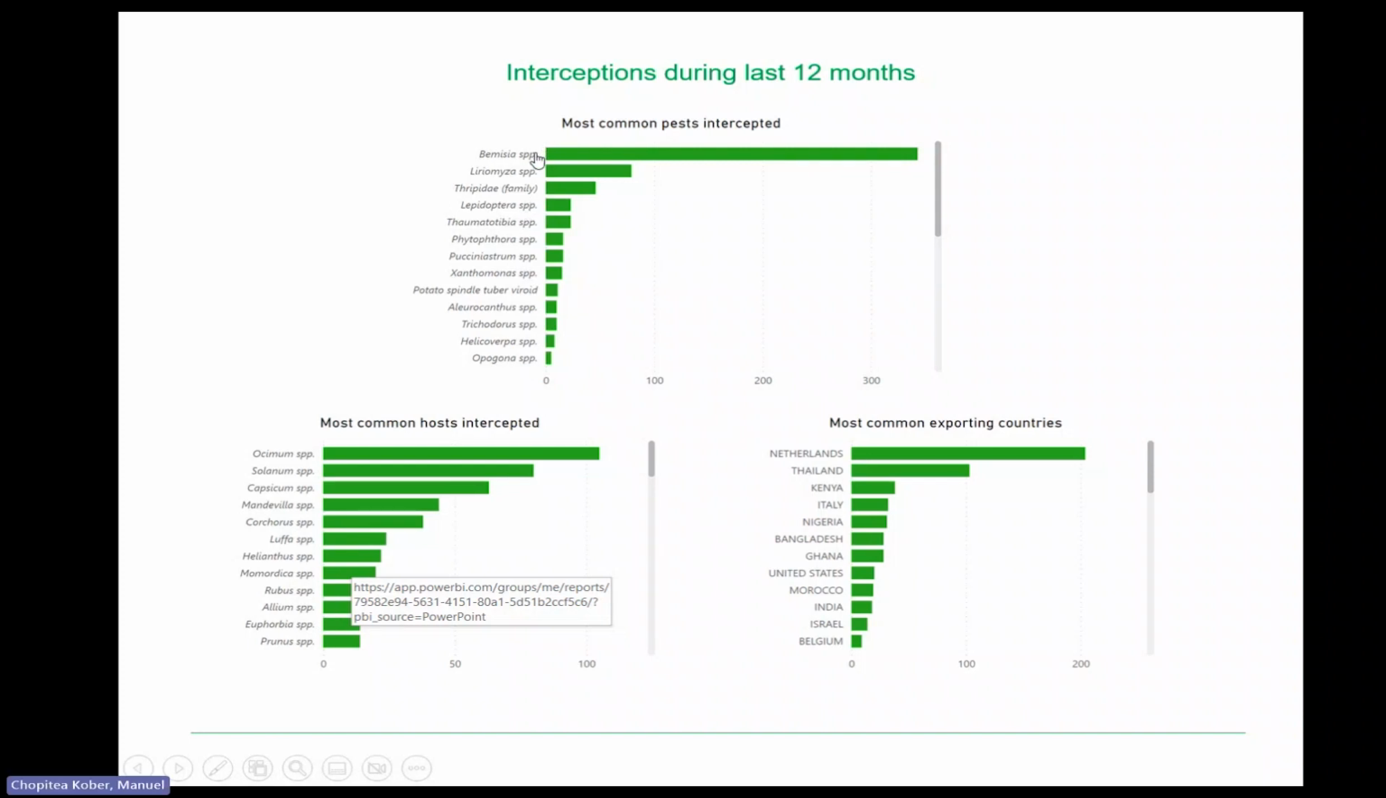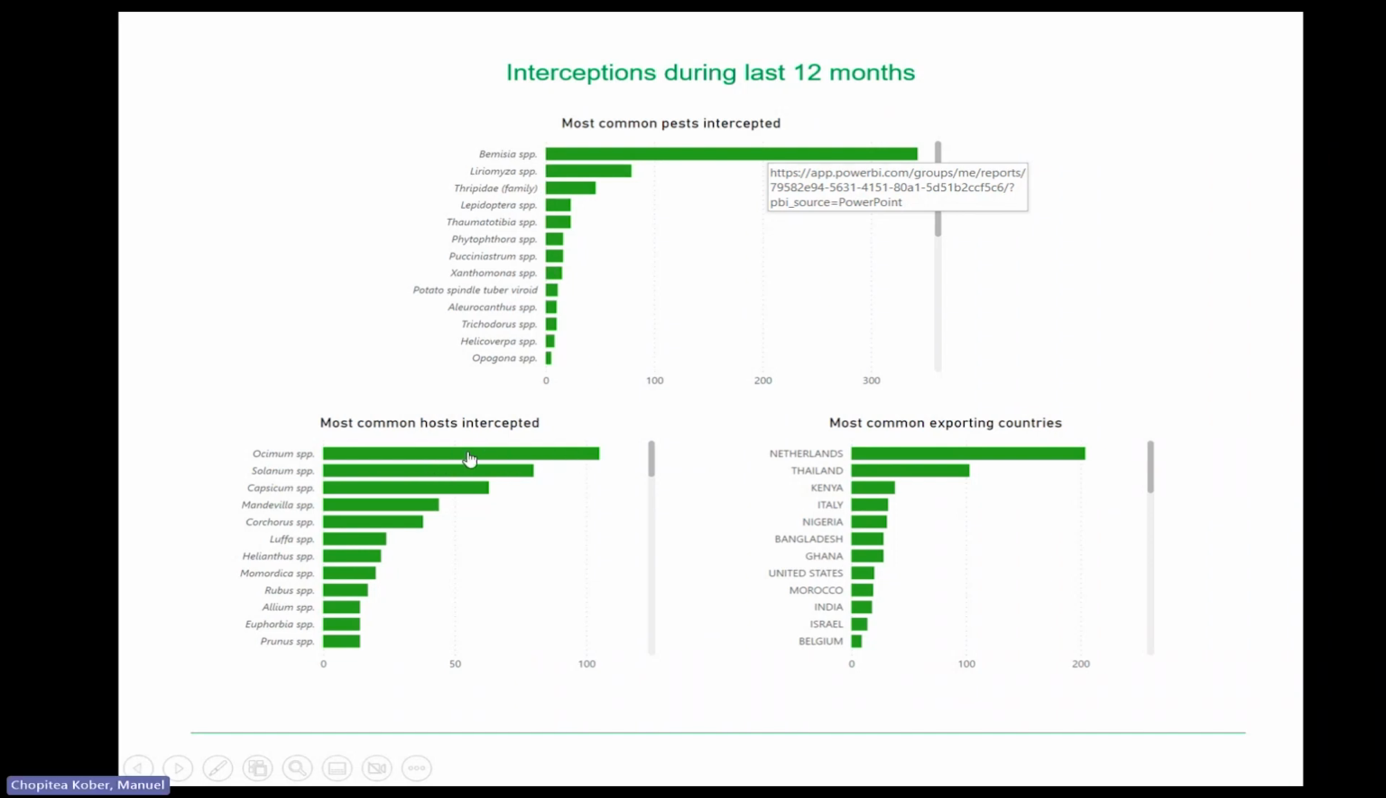So Bemisia tabaci is a whitefly. It's the one we see most, and you can see it's over 300 in the last 12 months. So we find it daily. This is a whitefly that might spread viruses. And then we have another leaf miner fly, Liriomyza, another small insect. And most of them are insects, and then some fungi and bacteria and some viruses in smaller amounts.